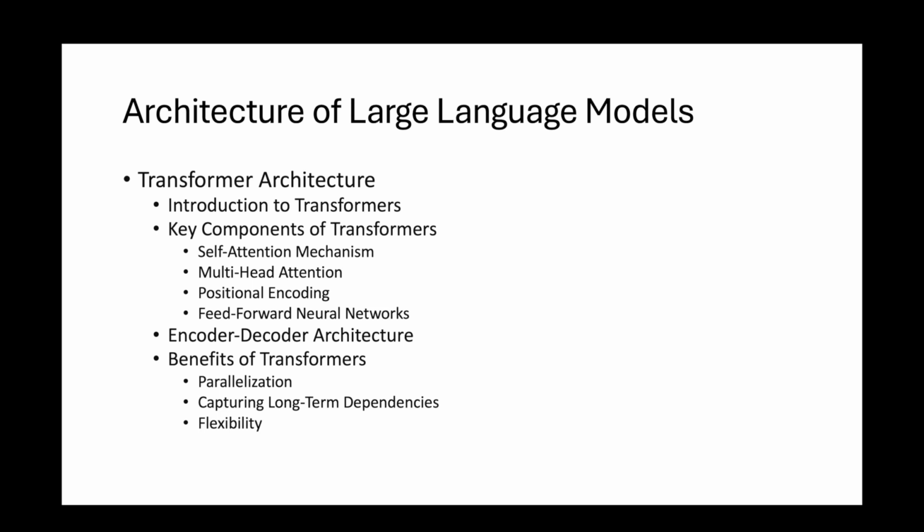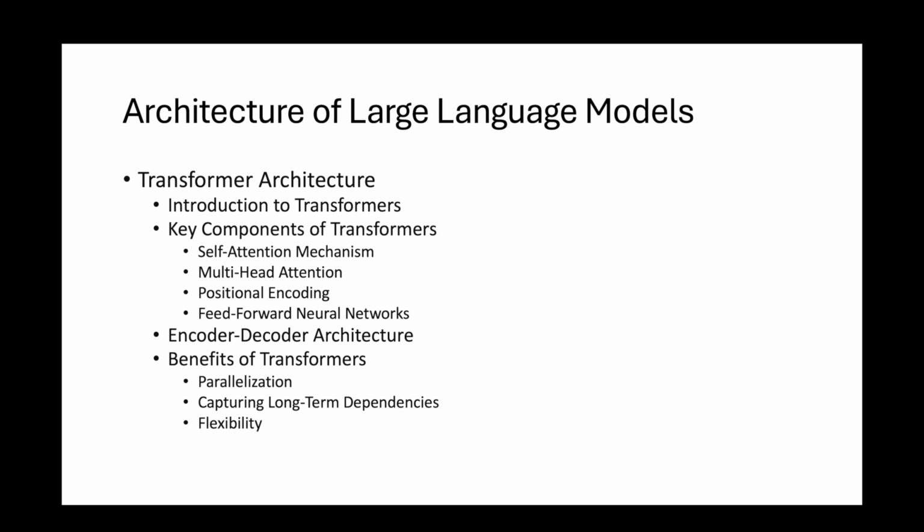The self-attention mechanism allows the model to weigh the importance of different words in a sequence when processing each word, enabling capturing long-range dependencies. Multi-head attention utilizes multiple attention mechanisms in parallel to capture different aspects of the input sequence. Positional encoding provides positional information to the model, enabling it to understand the order of words in a sequence. Feed-forward neural networks process the output of the attention mechanism to generate the final representations of words or tokens.